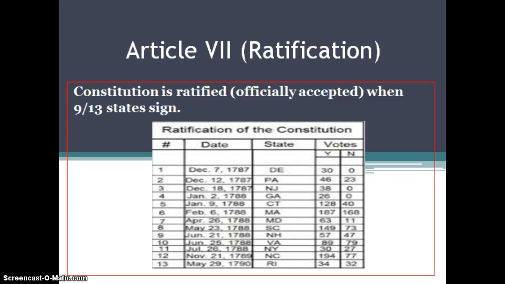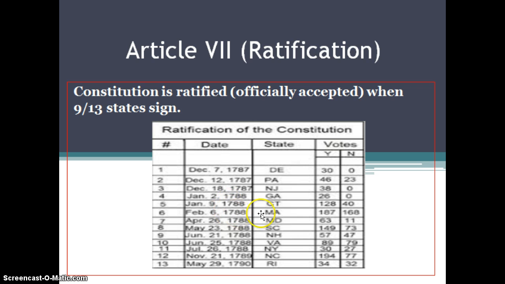The final article of the Constitution is ratification, or the rules for ratification. This takes one line in the Constitution. If you look at the Constitution, it says that the Constitution is ratified, or made official as a United States law, when 9 out of 13 states sign. And you can see here, Delaware was the first to sign, and they were obviously unanimous here. Pennsylvania signed not much later by a good margin. New Jersey was unanimous. Georgia was unanimous. Connecticut was unanimous. And this all happens pretty much within 1 month.